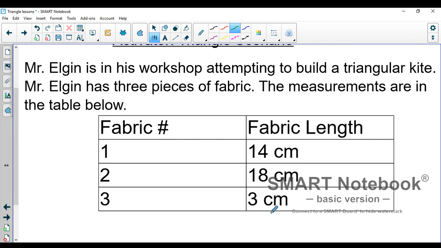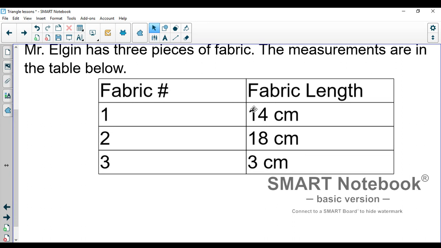So this says Mr. Elgin is in his workshop attempting to build a triangular kite. He has 3 pieces of fabric. The measurements are in the table below. So you see he has a 14 centimeter length, I'm sorry, an 18 centimeter length, and a 3 centimeter length. And we're trying to see if he has enough to make a triangle.